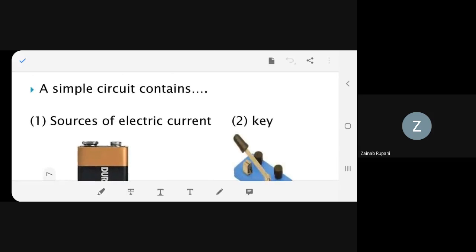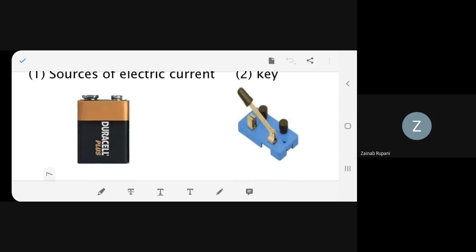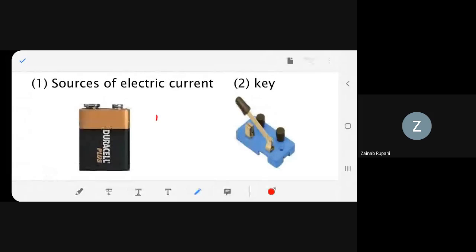Now you're going to learn more about the circuit. A simple circuit contains number one, a source of electric current. Number two, a key. Now this is a cell, Duracell. You can see Duracell written over here. So it could be either a cell or a battery. Agree? All of you agree, beta?